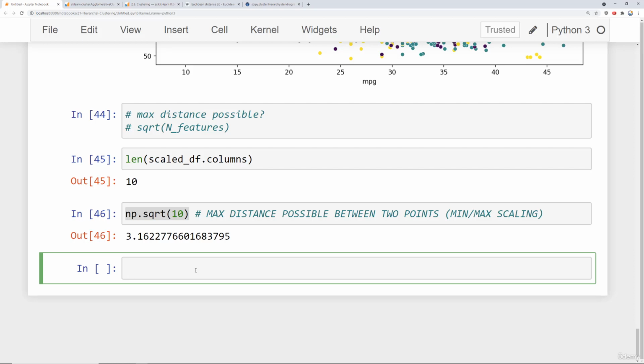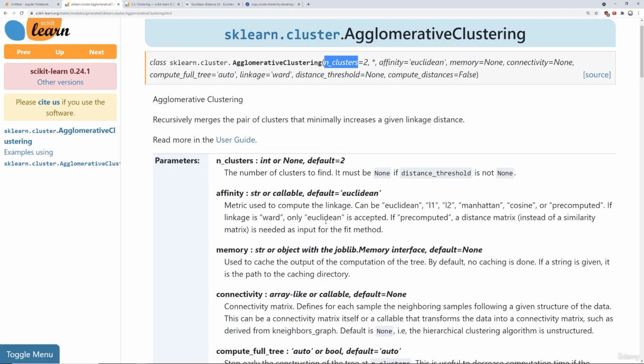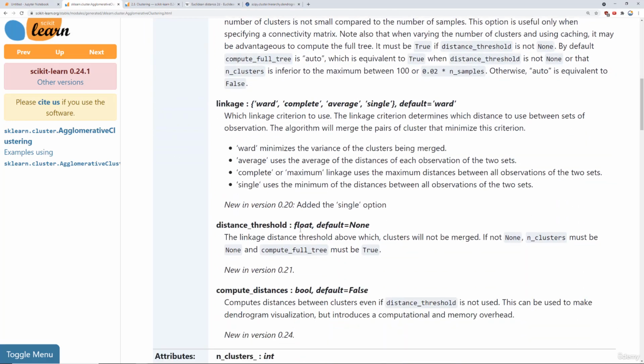So we come back up here, and I'm going to create a new model. The way we're going to do this is say model is equal to AgglomerativeClustering, and then n_clusters is equal to None. But that means I now have to define a distance threshold. So we come back up here and try to understand what distance threshold is. Well, it's just the linkage distance threshold above which clusters will not be merged.